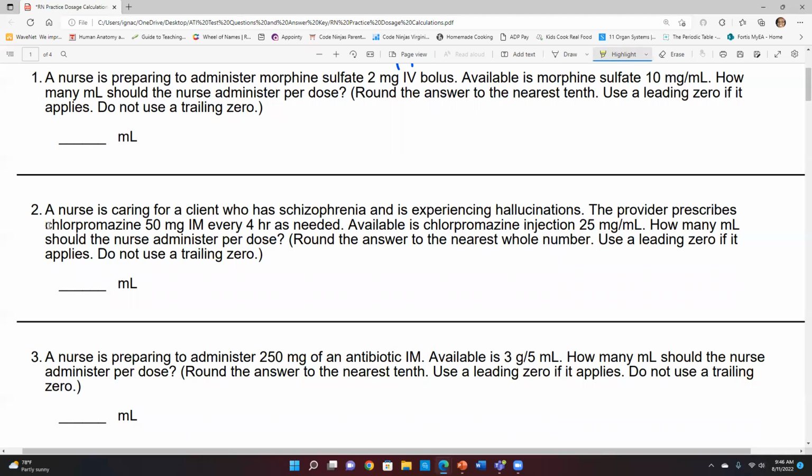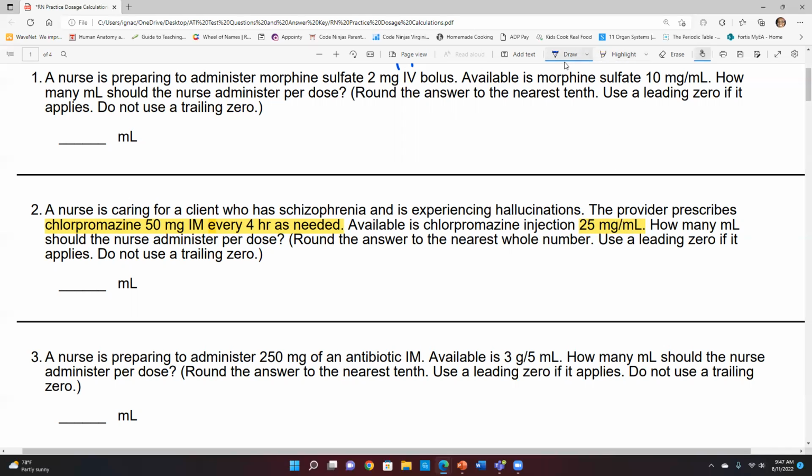So something that I should have done just as an example for the first problem, but I'll do it now. I'll highlight the information that we need to solve for the medication that we will administer. So we have the medication, chlorpromazine, 50 milligrams is going to be given IM Q 4 hours, okay, as needed. So that's going to be PRN. But the number that we need to focus on is 50 milligrams. The injection is available 25 milligrams over mLs, right?